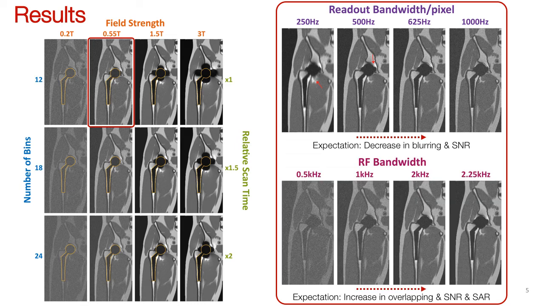We also investigate the effect of RF bandwidth. As RF bandwidth increases, overlapping of spectral bins and therefore SNR increases. Wider RF bandwidth can be used safely at lower fields as SAR restrictions are relaxed.